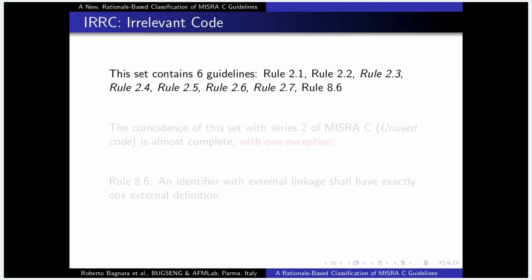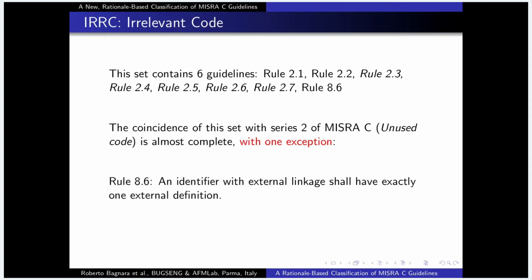Irrelevant code. There are 6 guidelines here, and this set coincides almost with series 2 of MISRA C, which is called unused code, with one exception. There is rule 8.6 that belongs to series 8, and it says an identifier with external linkage shall have exactly one external definition. Exactly 1 means 0 is not good and more than 1 is not good.